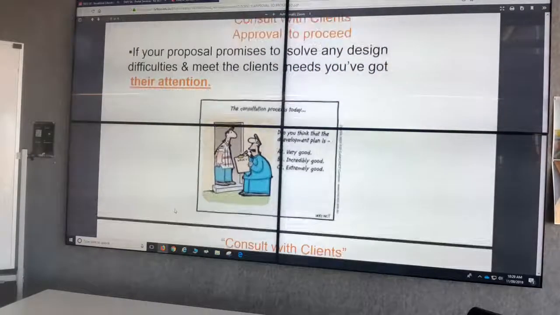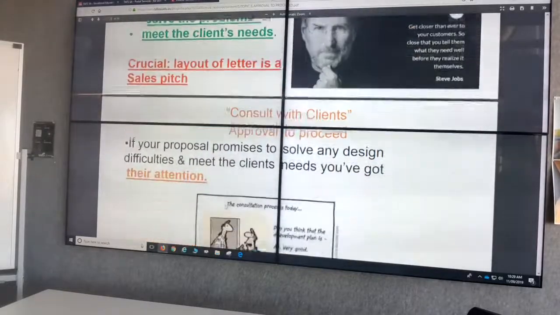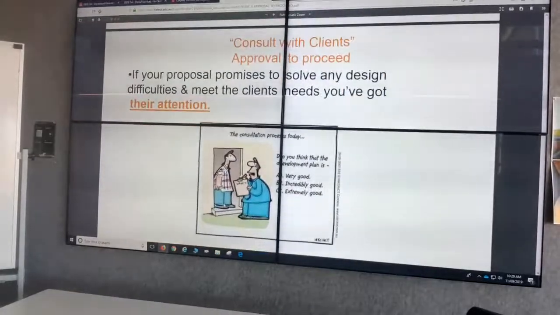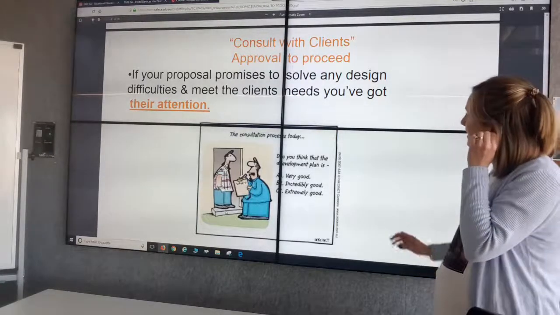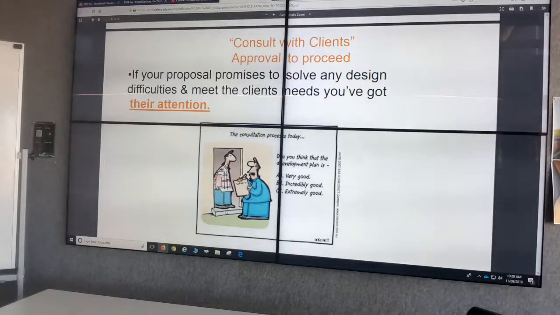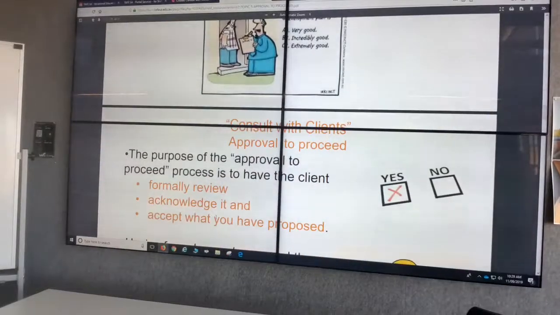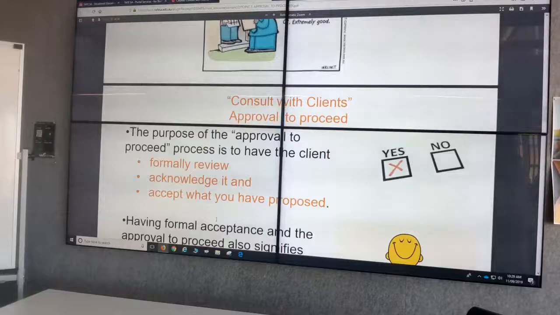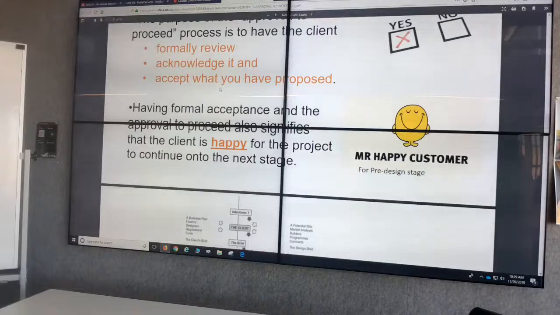All right, so the main thing when I said up here, solving problems and meeting the client's needs, it's just reiterated down here where it says that if you can meet their design difficulties or meet the client's needs, you've got their attention. So you're almost 80% there in terms of the sale. The purpose of the approval to proceed process is to have the client formally review, acknowledge it, and accept what you have proposed. All right?